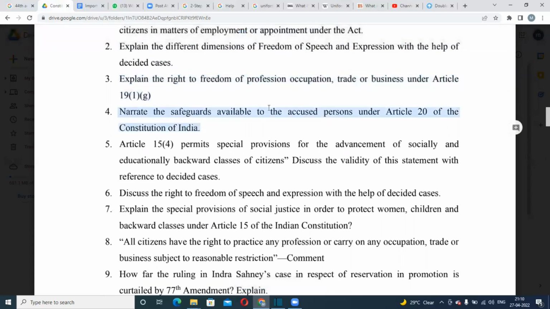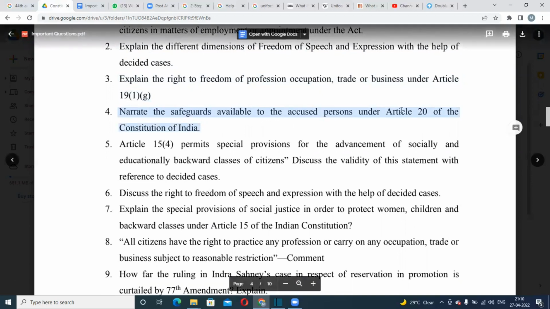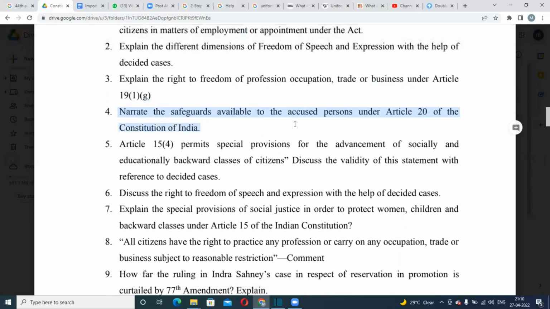Just now I was preparing the answer for this question, by the way. Article 20, safeguards available to an accused person. More specifically, I was preparing the answer for double jeopardy.